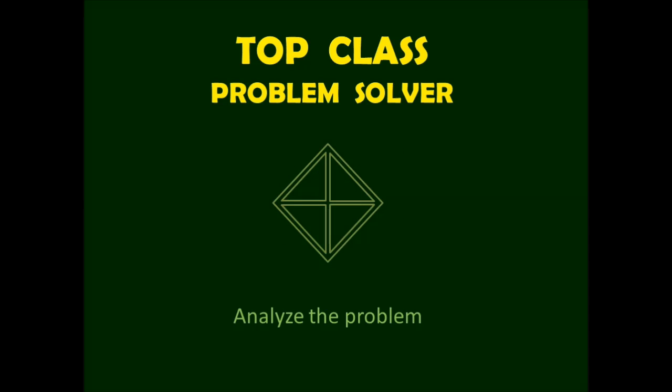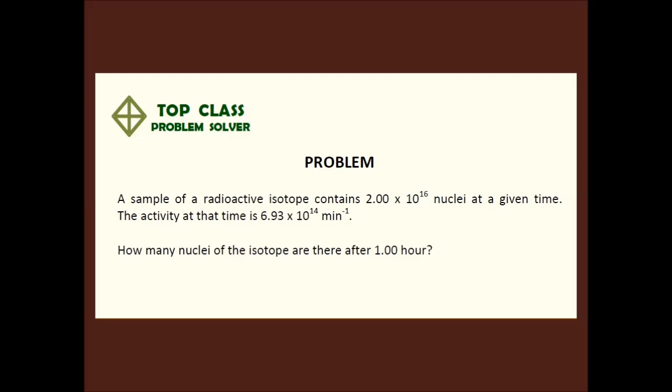The goal of this video is to help us learn to analyze the problem and communicate our solution effectively. A sample of a radioactive isotope contains 2.00 × 10^16 nuclei at a given time. The activity at that time is 6.93 × 10^14 per minute. How many nuclei of the isotope are there after 1.00 hour?